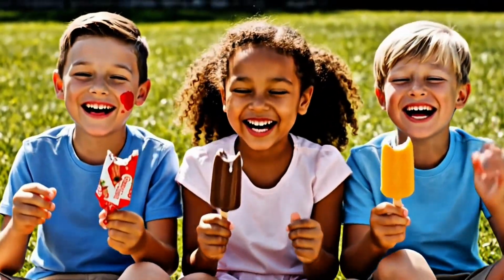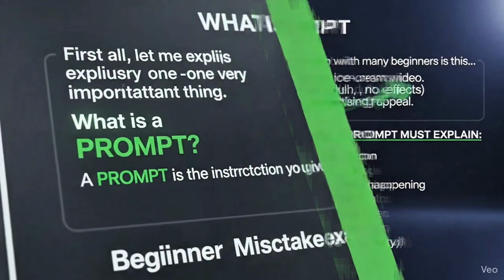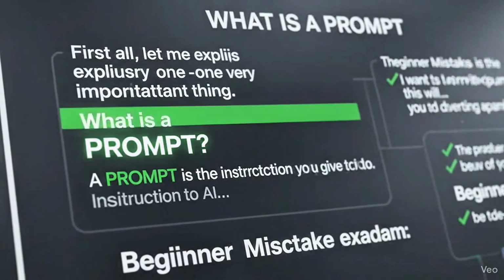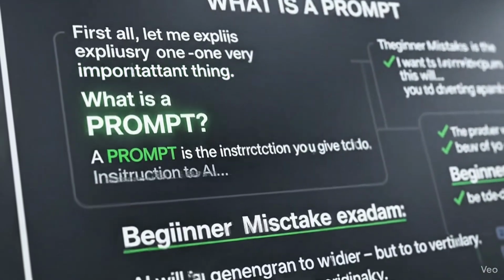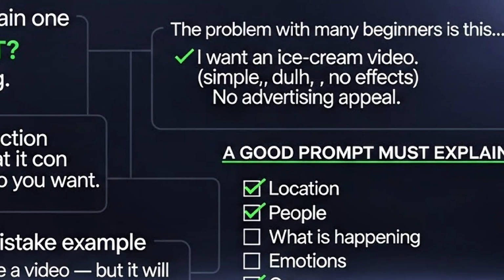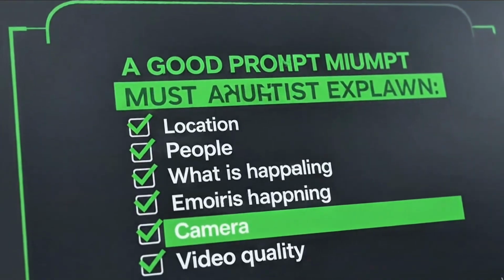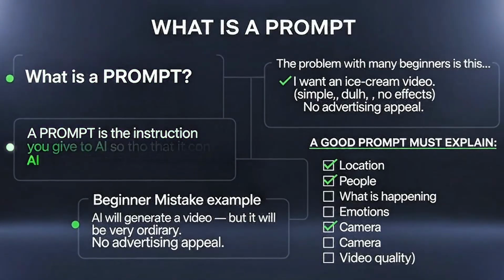This is so good. Part 1. What is a prompt? Absolute beginner. First of all, let me explain one very important thing. What is a prompt? A prompt is the instruction you give to AI so that it can create the image or video you want. The problem with many beginners is this. They tell AI, I want an ice cream video. AI will generate a video, but it will be very ordinary. It will have no advertising appeal. A good prompt must explain location, people, what is happening, emotions, camera, video quality.